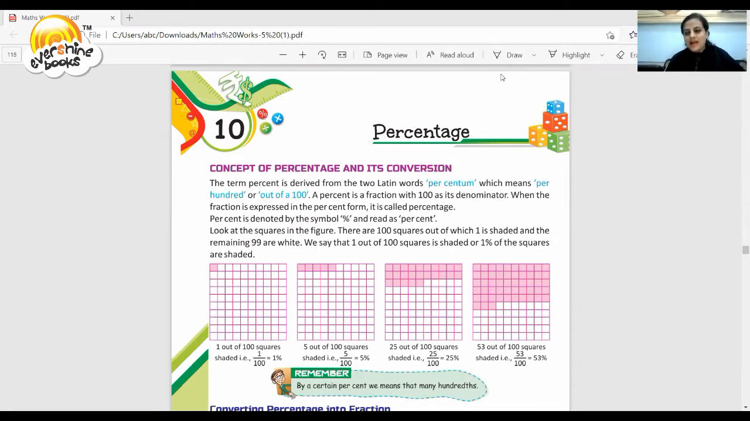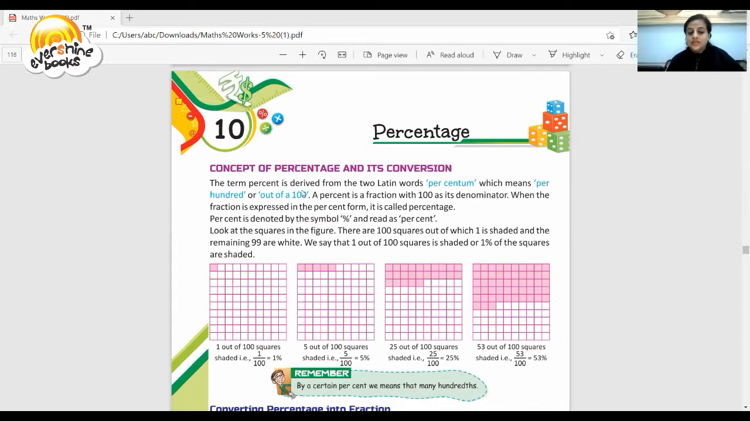Here, your math teacher Aarti Kalra is going to teach you chapter number 10, percentage. Before starting, we are just going to do the theoretical part. In that, we are going to learn what is percentage. Got it? Now, the concept of percentage and its conversion.